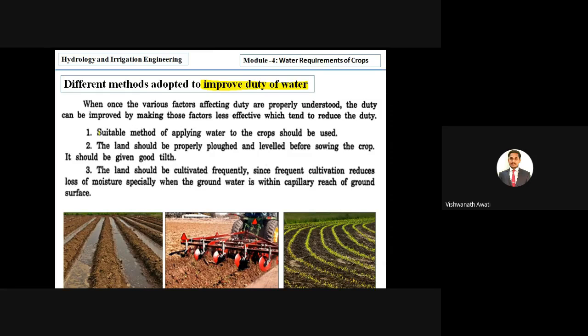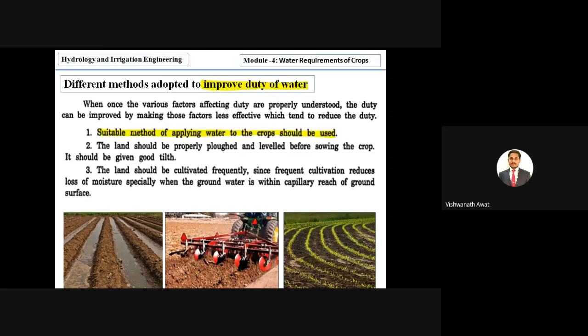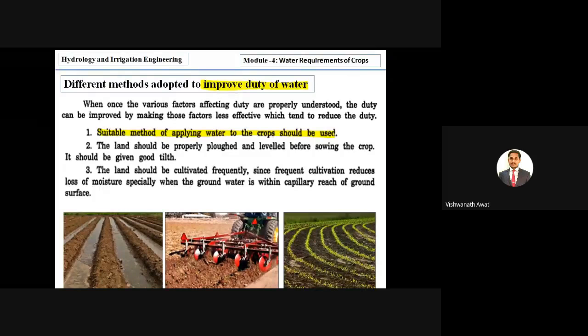So the first point is, a suitable method of applying water to the crops should be used. When we use a suitable method of applying water to the crop, then from this we can reduce the losses of water and we can improve the duty of water. Next, the land should be properly ploughed and leveled before sowing the crop. It should be given a good tilth.